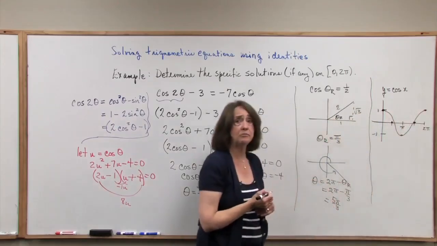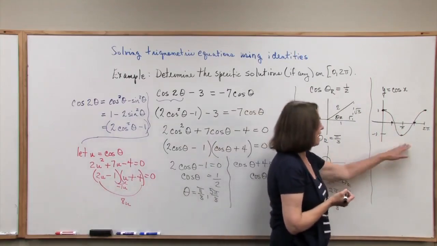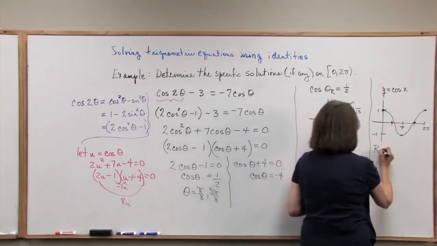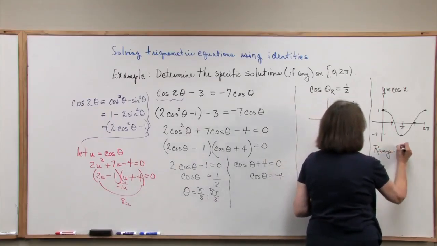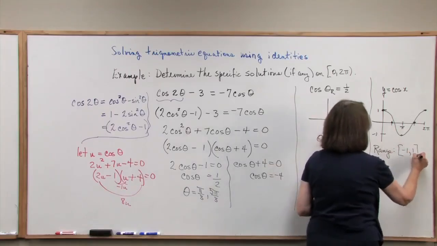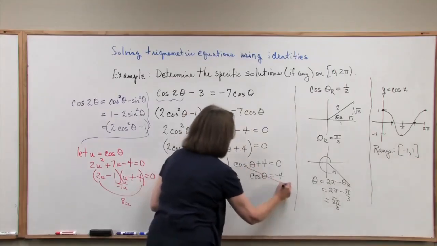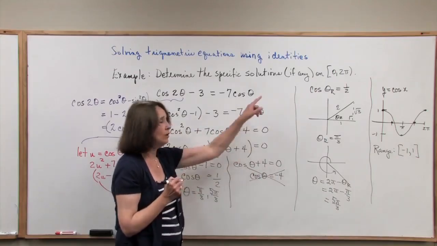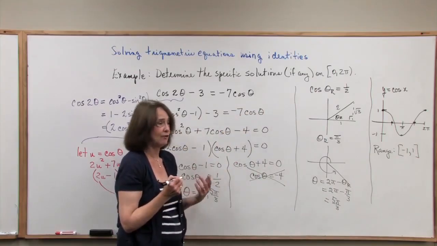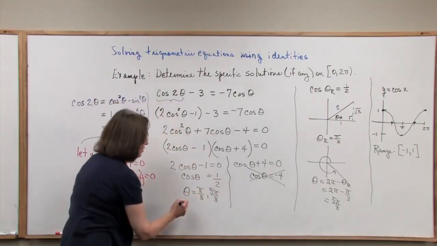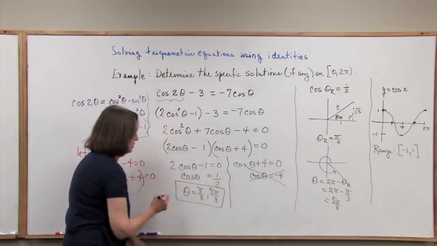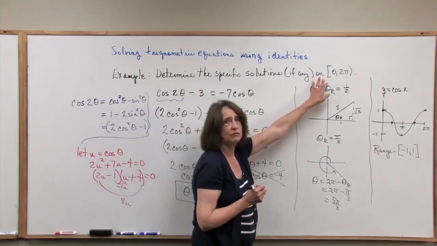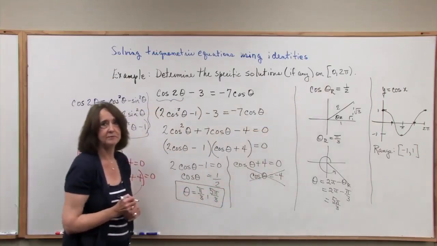Oh, I see the problem now. The graph doesn't reach negative 4. We know that the range of this function is from negative 1 to 1. So this equation gives us no solutions on our given interval, or ever really. So we have two solutions, pi over 3, 5 pi over 3, on the interval from 0 to 2 pi.